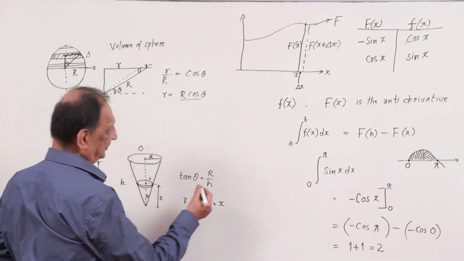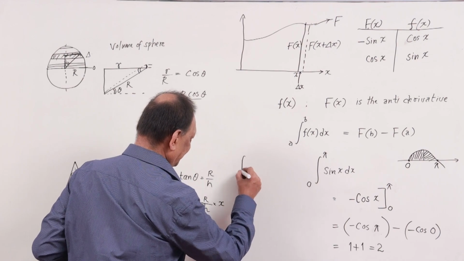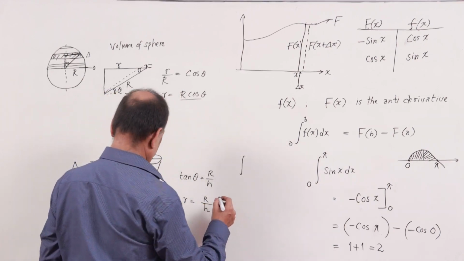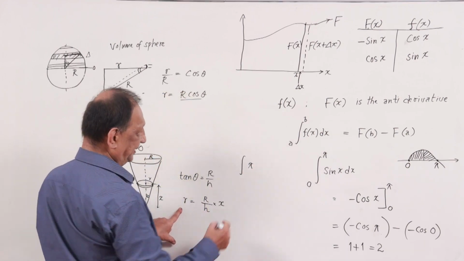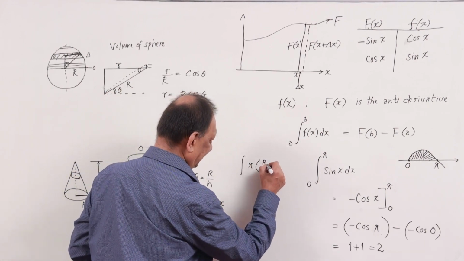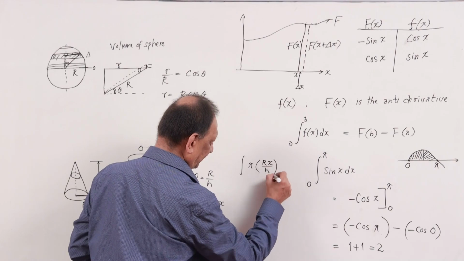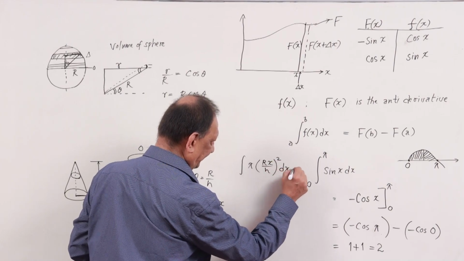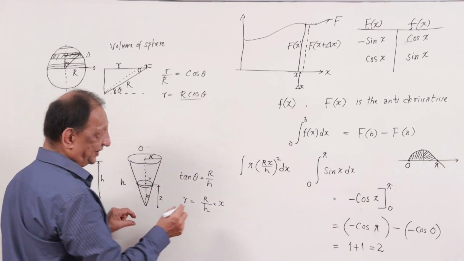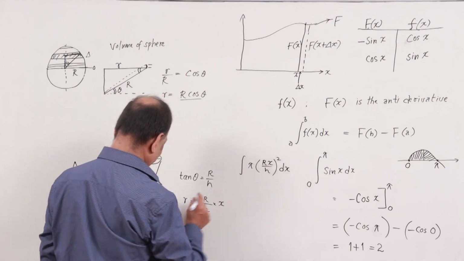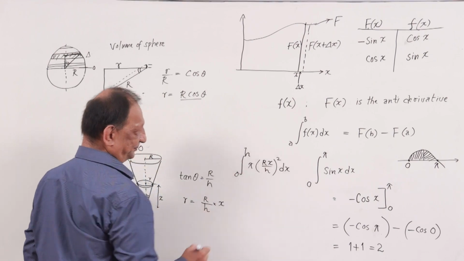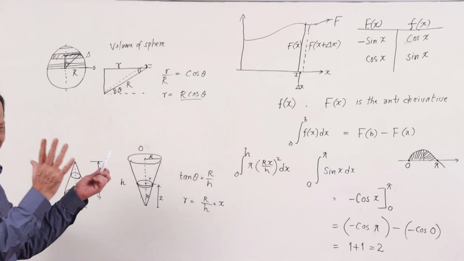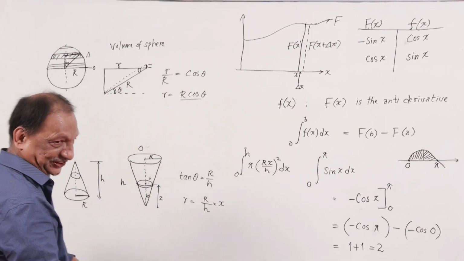That's the dx. So that means the volume will be, we take pi r squared, that is pi multiplied by R x by h whole squared, and dx is the thickness of the disk, and x is varying from 0 to h. Perfect now, correct? This is clear now.